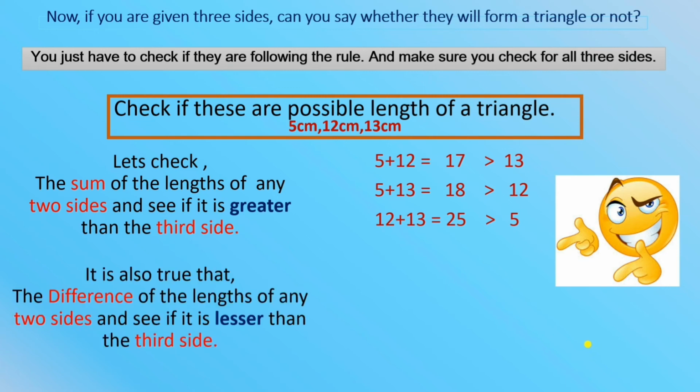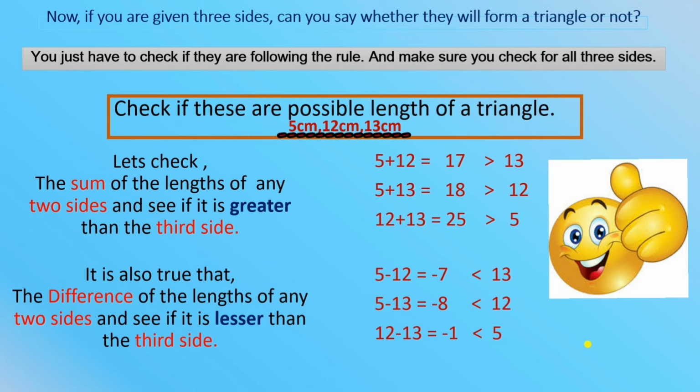It is also true that the difference of the lengths of any two sides is lesser than the third side. Let's check. 5 minus 12 is equal to minus 7, which is less than 13. 5 minus 13 is equal to minus 8, which is less than 12. 12 minus 13 is equal to minus 1, which is less than 5. Yes, the difference of two sides is lesser than the third side. Now you can say, yes, these sides will form a triangle. You can check for given lengths using either one of these rules.